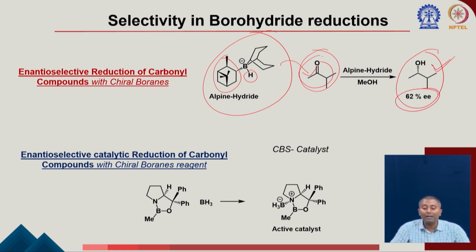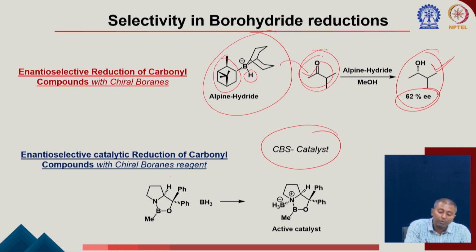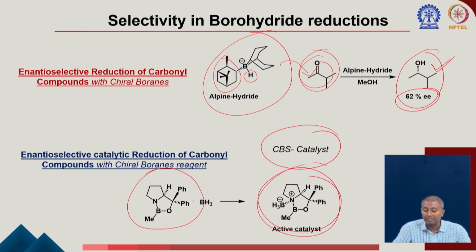And then there are several other reagents that were developed for this asymmetric reduction of carbonyl compounds using hydride reagents. One of the other important ones is the CBS catalyst, the Corey-Bakshi-Shibata catalyst, where this catalyst was synthesized from the amino acid proline. Then once you take this catalyst and BH3, the boron binds with the nitrogen, forming this N plus BH3 minus. So this becomes an active catalyst once it is bound with the BH3.